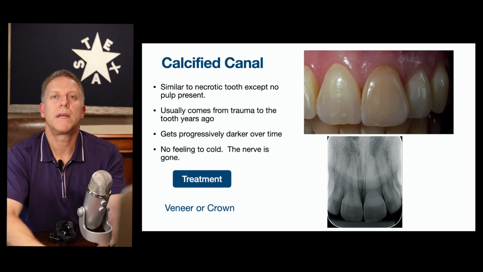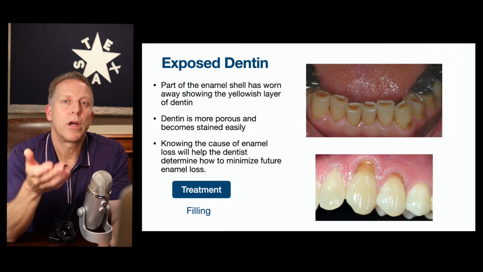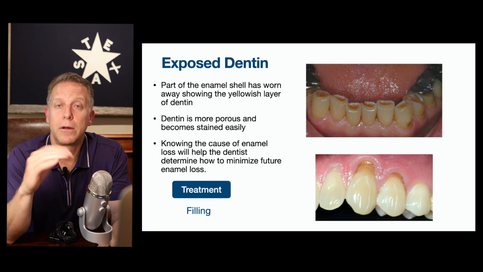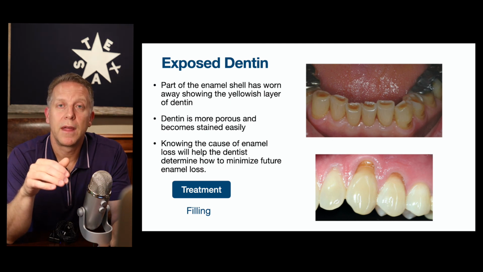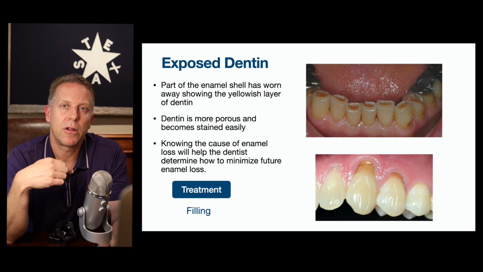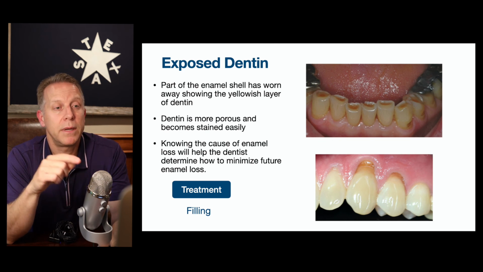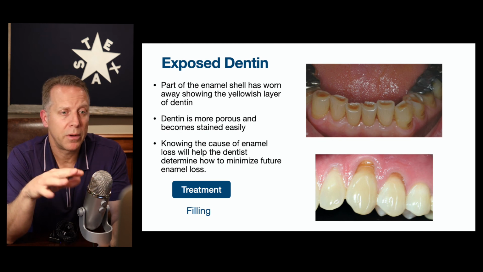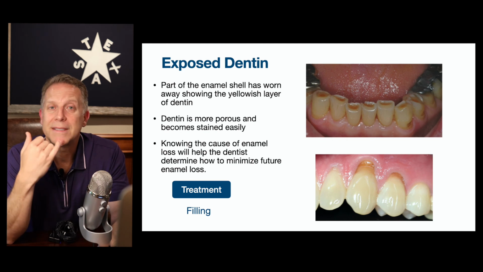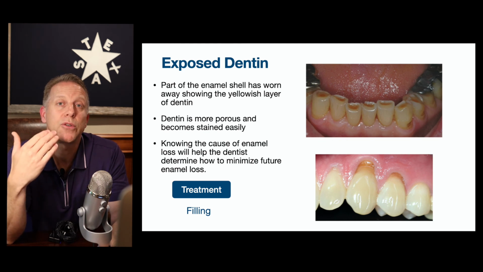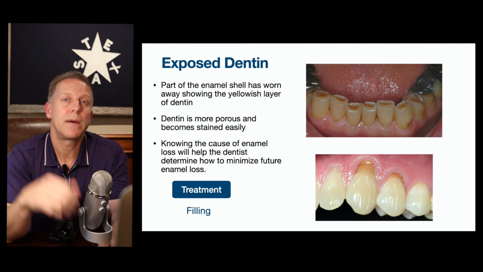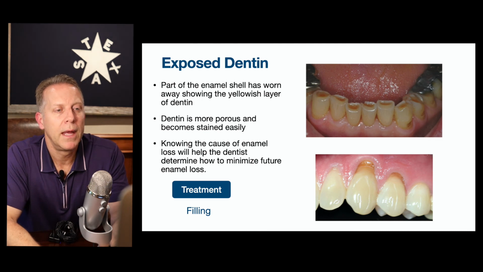And the other one is going to be exposed dentin. So we all have an enamel shell that goes over our teeth, but if that wears down, the next layer in is called dentin. And dentin can be this kind of yellowish, brown, golden color. And so sometimes that discoloration is nothing more than the natural dentin shining through because the enamel has become worn away. And the best fix for these really is typically just going to be a filling.